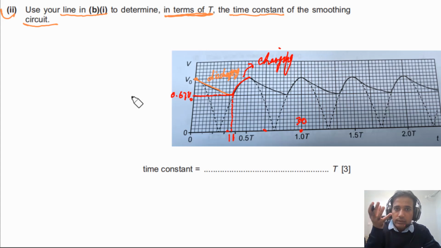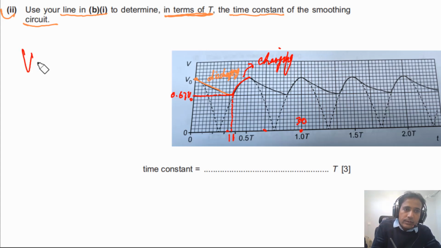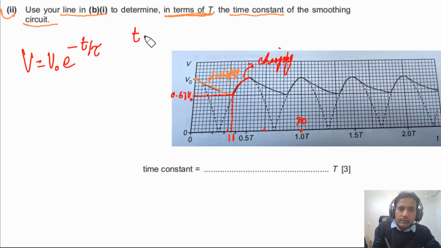Now we can simply use the discharging formula: V is equal to V0 e to the power of minus t over tau. So what is the t here? It is the time taken from here to here. We can write this in terms of time period. The time period is equal to 30 small squares, and here we have 11, so this is 11/30 of the time period. This is the time taken from V0 to 0.67 V0. So this time is t.